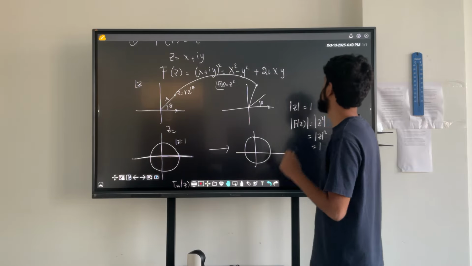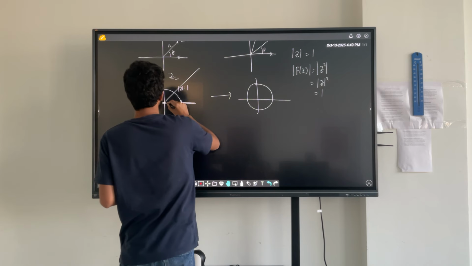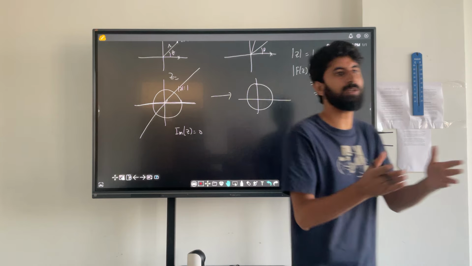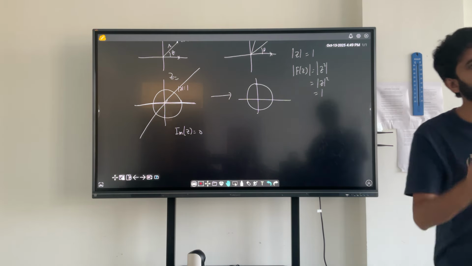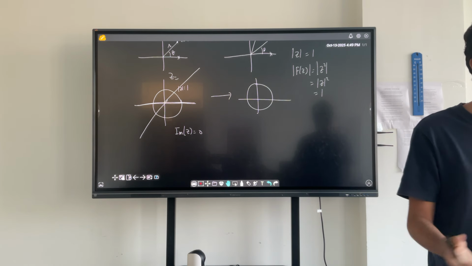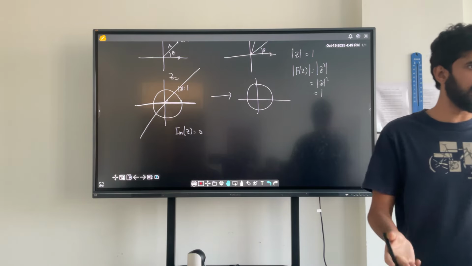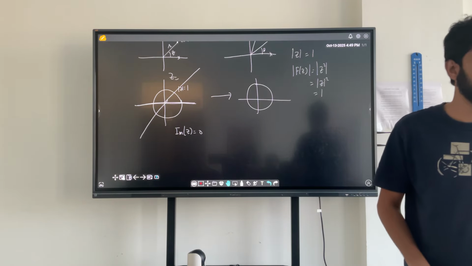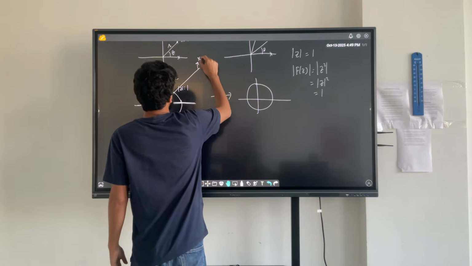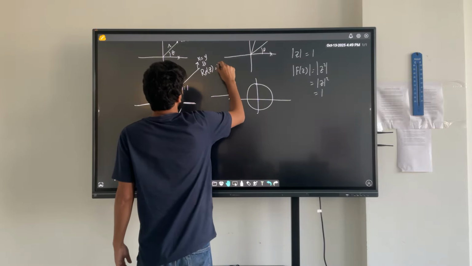What about this line? x equal to y means real part of z equal to imaginary part of z. x equal to y is a line. I can rewrite this line's equation in terms of the complex number z. You put x as z plus z bar by 2, x being the real part, and y as z minus z bar by 2.